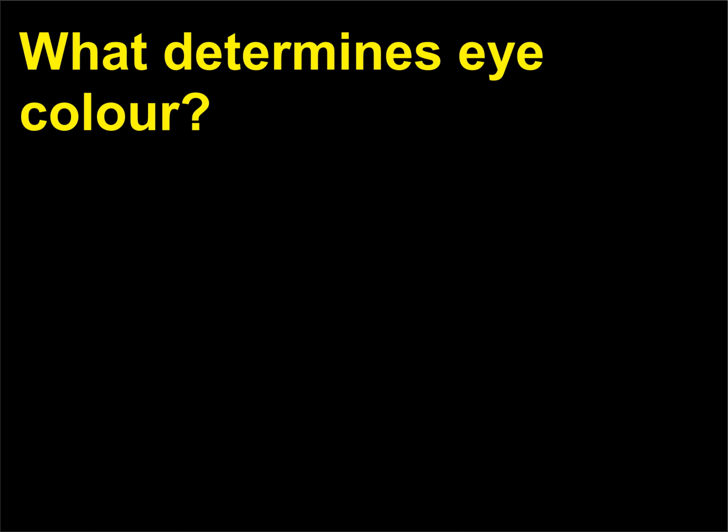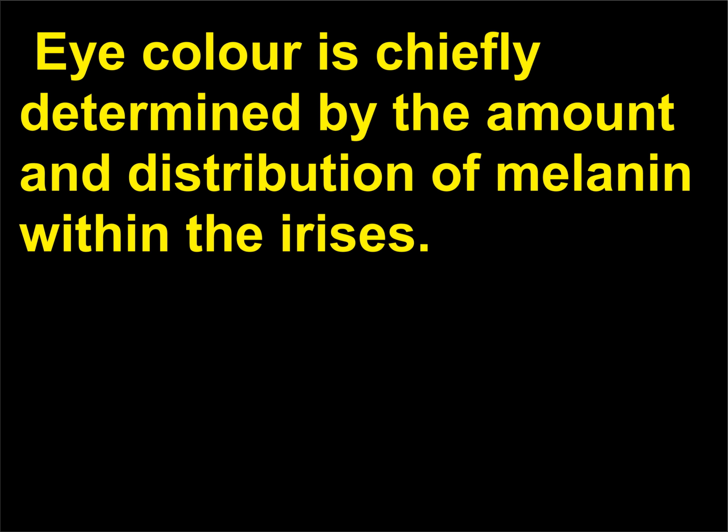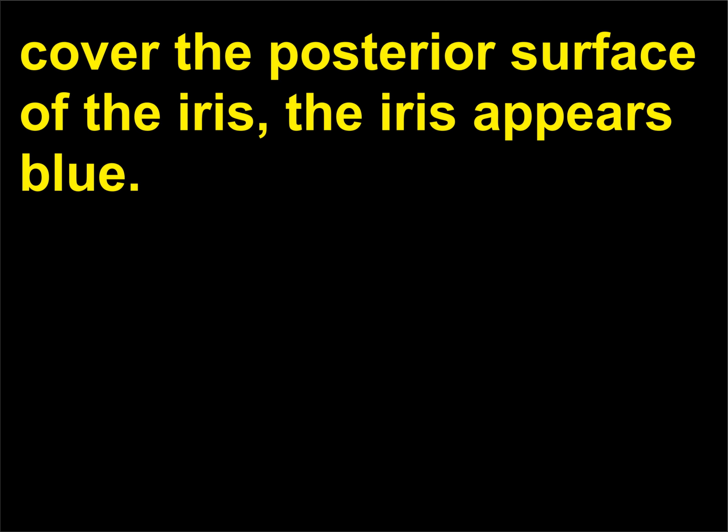What determines eye color? Variations in eye color range from light blue to dark brown and are inherited. Eye color is chiefly determined by the amount and distribution of melanin within the irises. If melanin is present only in the epithelial cells that cover the posterior surface of the iris, it appears blue.